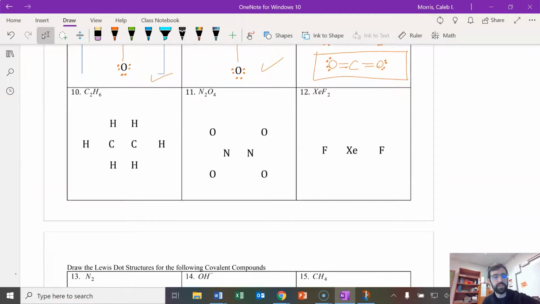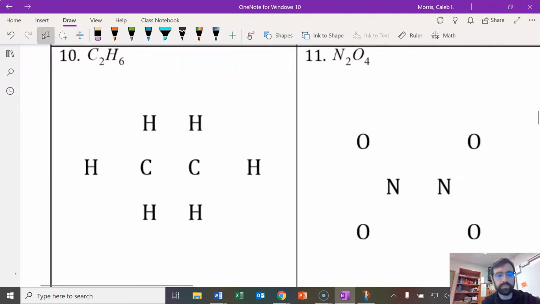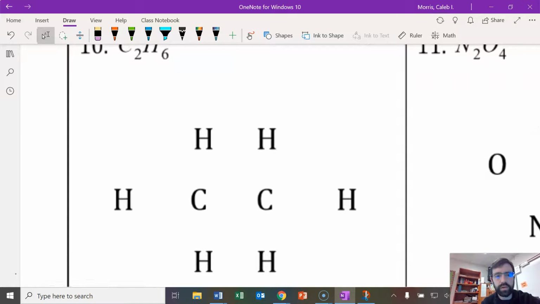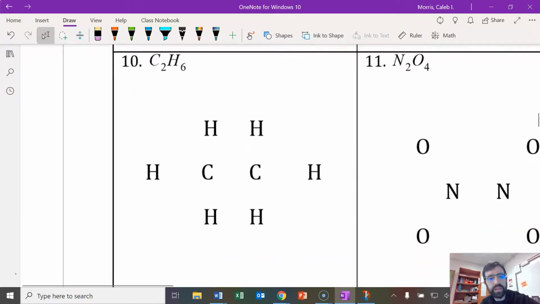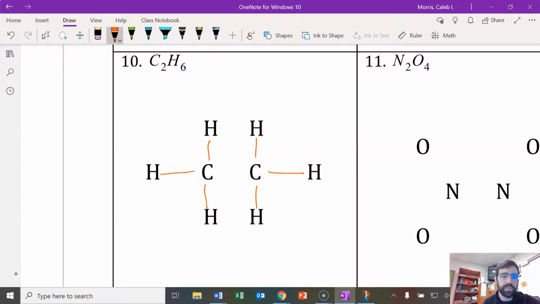Let's look at C2H6. This one looks really weird because we have 2 central atoms. Okay, let's start by connecting each atom to an outer atom. Okay, so I'm going to start with that, and then we've got to connect it all together somehow. So we're going to draw a single bond here as well. Okay, I should have done my math first.